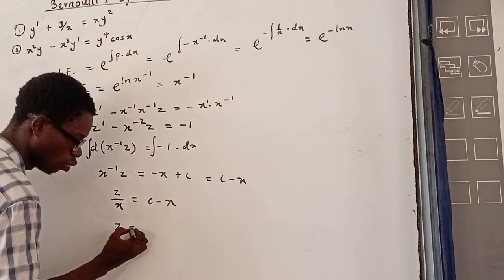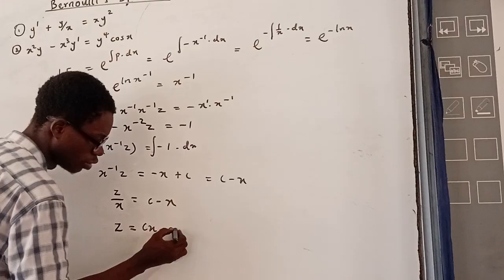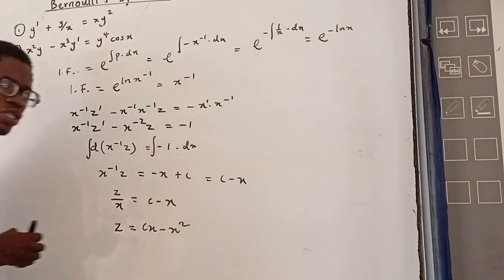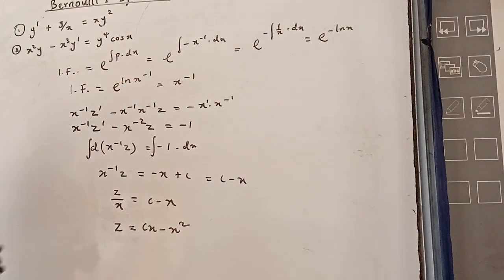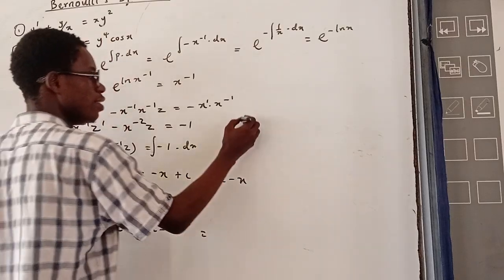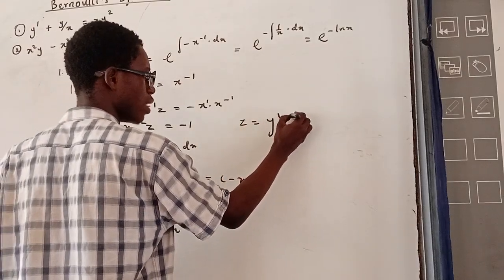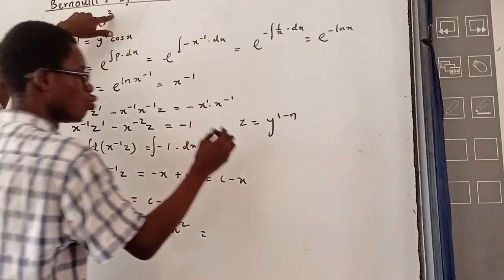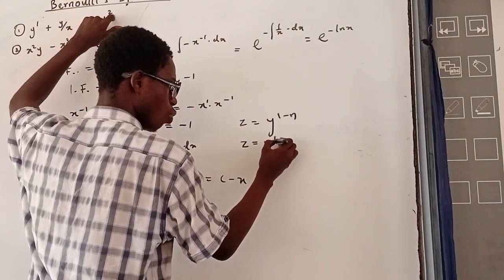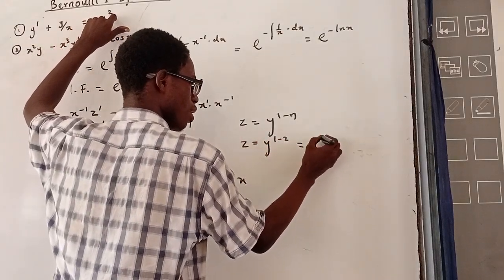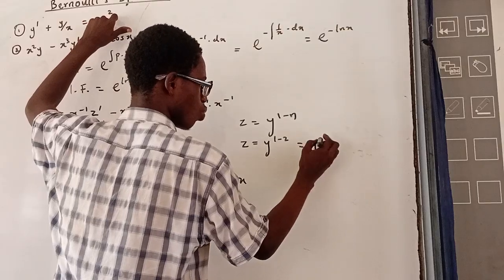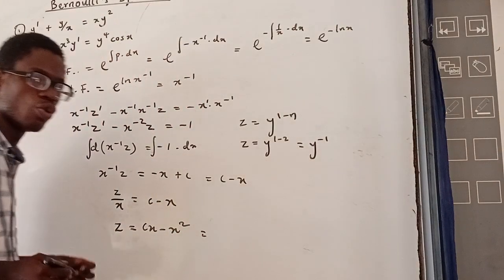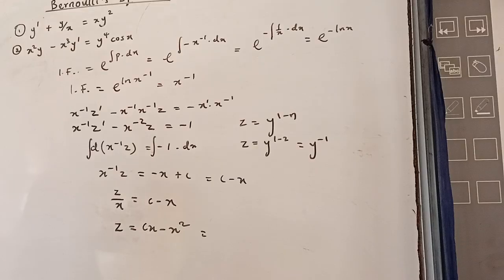We have z equals cx minus x squared. But we are not done yet. Why? Don't forget that initially, z equals y raised to power 1 minus n, and the n we were working with is 2. z equals y to the 1 minus 2, which is y to the minus 1. So what do we do? We have to make sure our answer is in form of y, not in form of z.